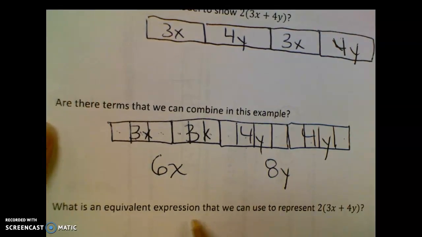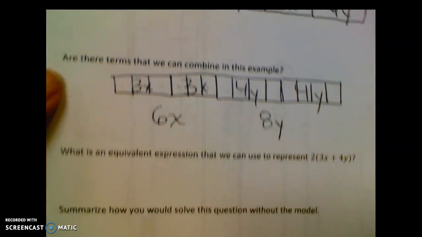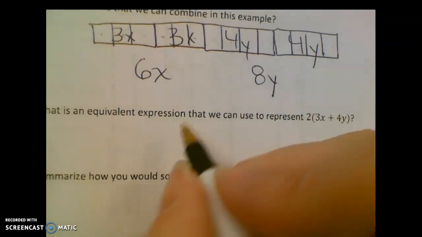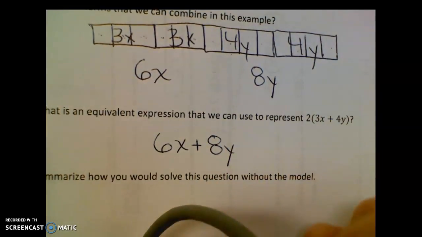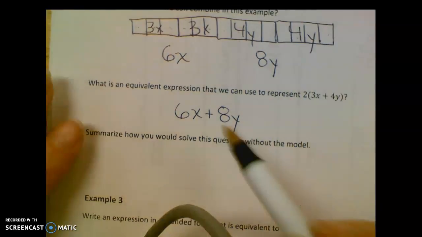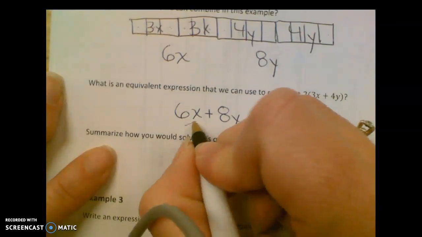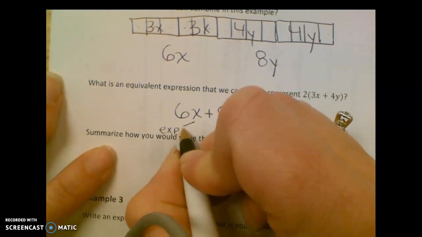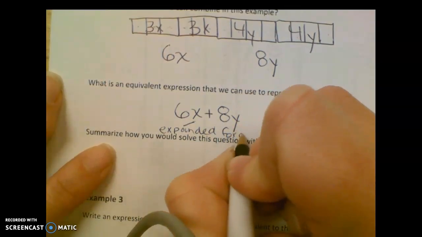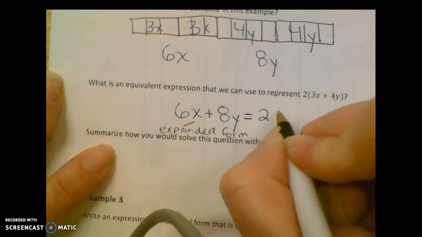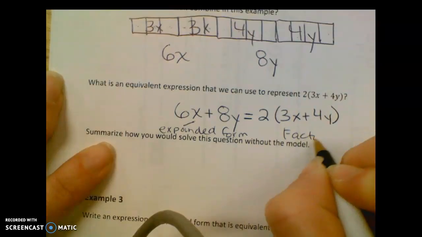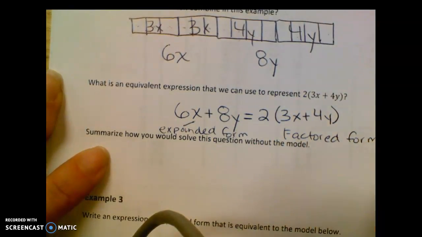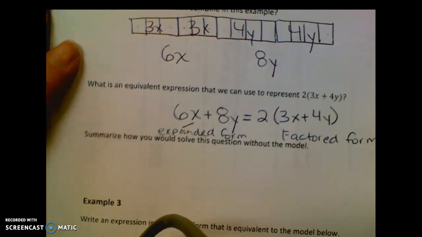So what is the equivalent expression that we can use to represent those two groups of 3x's plus 4y's? We could use 6x plus 8y. So 6x plus 8y, this would be considered the expanded form. And it is equivalent or the same as two groups of 3x plus 4y. And this is known as the factored form. Now this says, summarize how you would solve the question without the model.